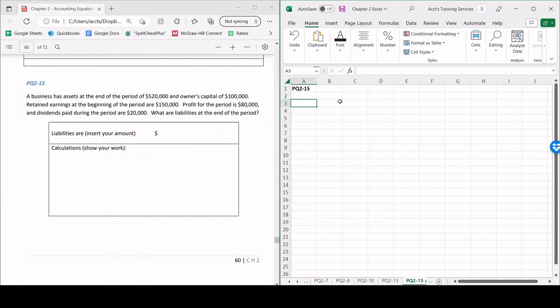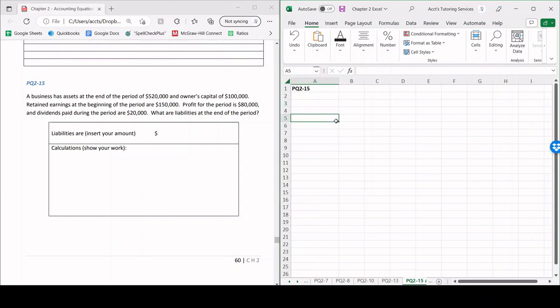So PQ2-15. A business has assets at the end of the period of 520,000 and owner's capital of 100,000. Retained earnings at the beginning of the period are 150,000. Profit for the period is 80,000. And dividends paid during the period are 20,000. What are the liabilities at the end of the period?